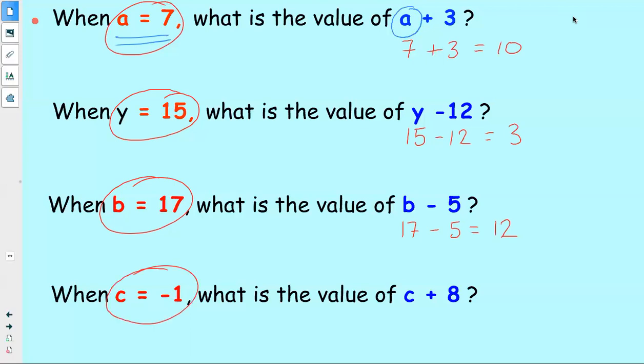And the last one here on this slide, c is equal to negative 1. Again, I'm assuming you are relatively confident with your negative numbers. So we've got negative 1 and 8. If you're really not sure, you can think of it in your head as 8 subtract 1, which is 7. Okay, I think substitution is pretty easy. Let's move on.